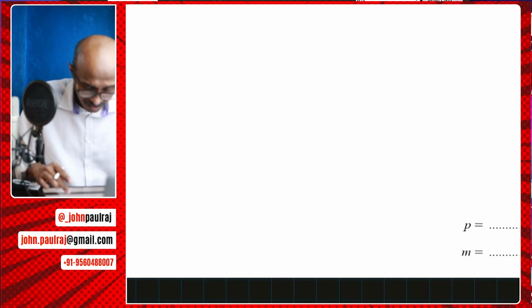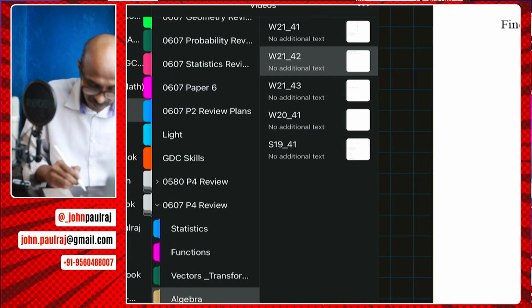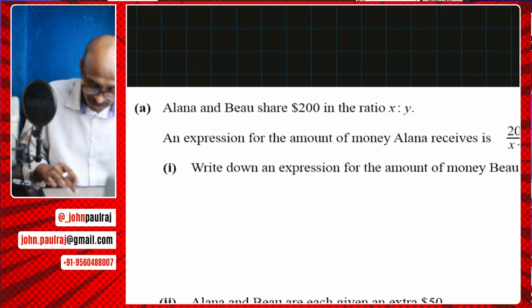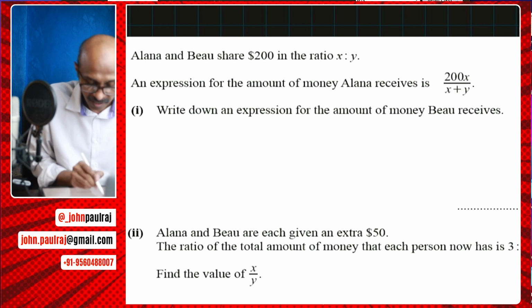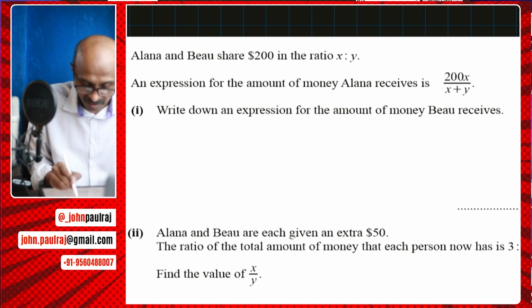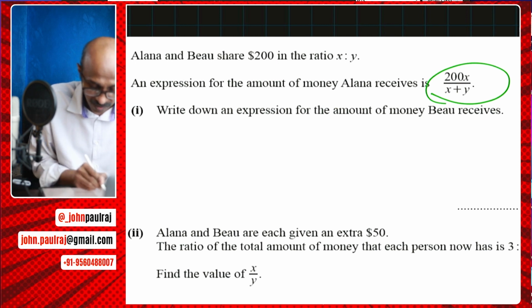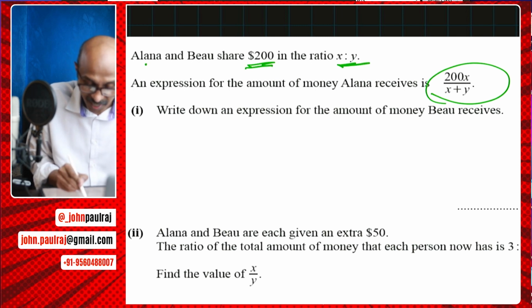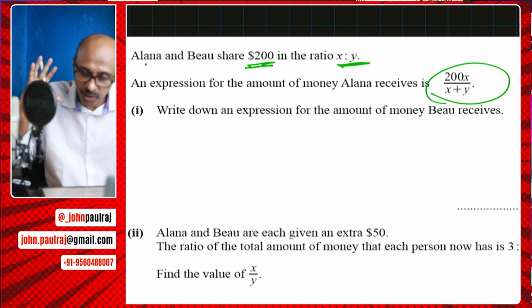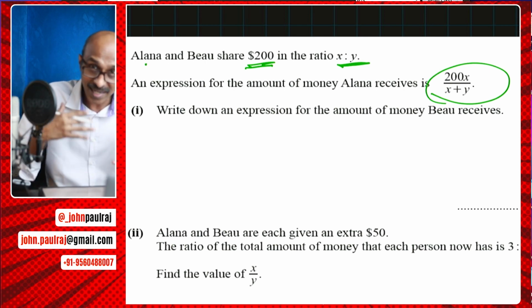So algebra, as I said, remember it's forming equations. That's the kind of question that you should be also focusing on. Look at this. This looks like a question on ratio, but then again, it's about forming that equation, okay? An expression for the amount of money that Alana receives is 200x over x plus y, okay? Alana and Jobio, A and B, share $200 in the ratio x is to y. Okay, so it looks like a ratio question, but algebraically it's about formulating.